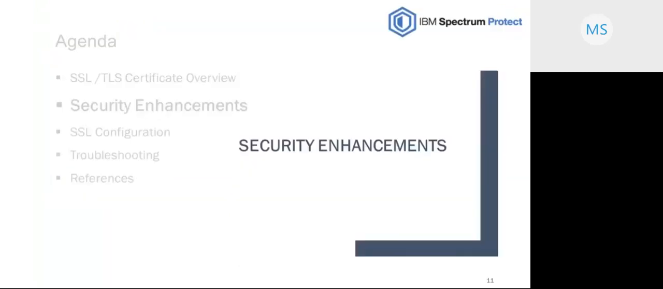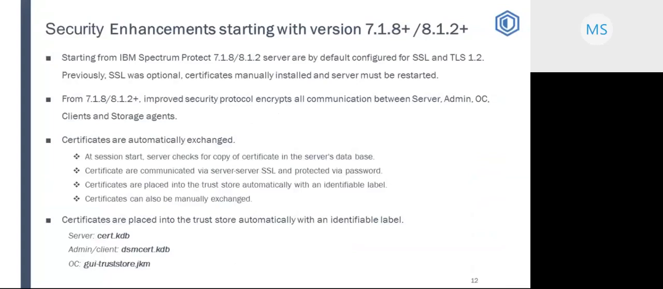Next, coming to the next slide about security enhancement. Next, move to slide 12. In this slide, we are discussing security enhancements. Beginning with IBM Spectrum Protect version 7.1.8 and 8.1.2, you no longer have to manually configure certificates between storage agent, client, and for server-to-server communication. Certificates are automatically configured. In previous Spectrum Protect versions, SSL was optional. Certificates need to be manually installed and the server must be restarted.